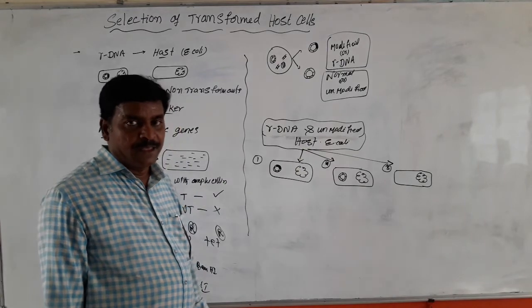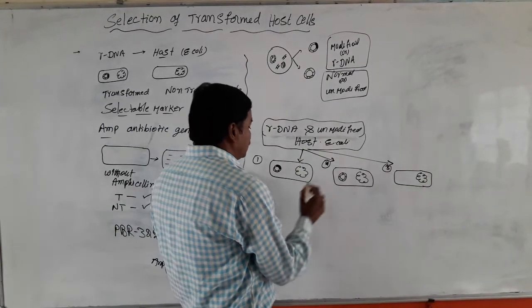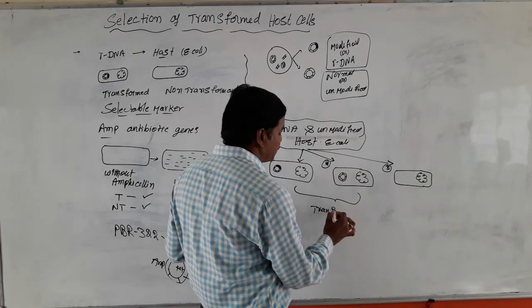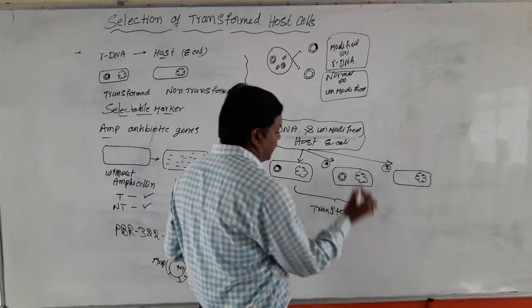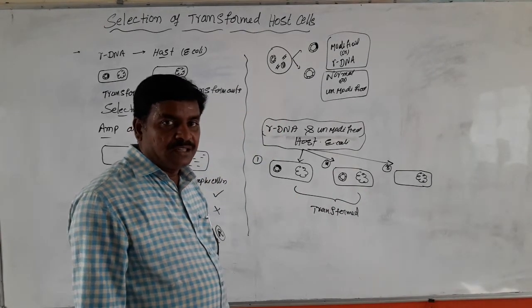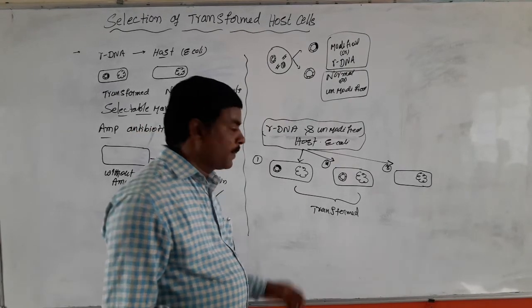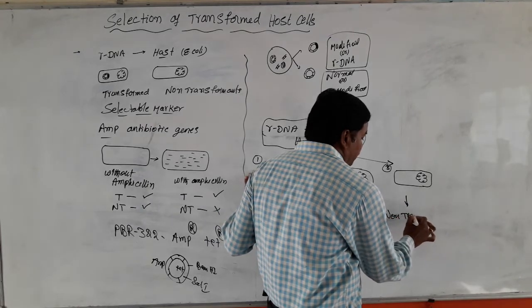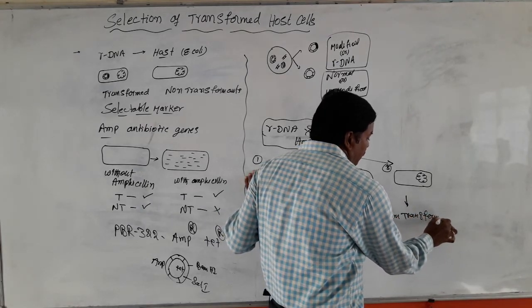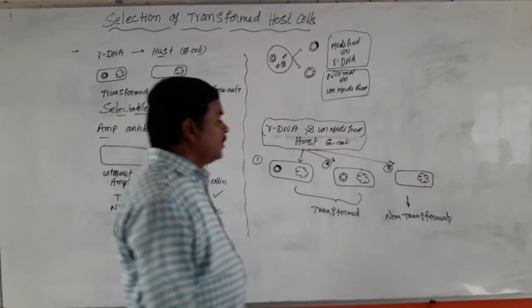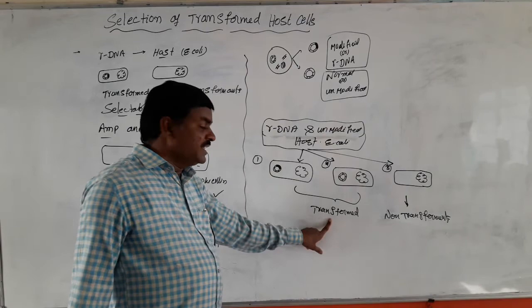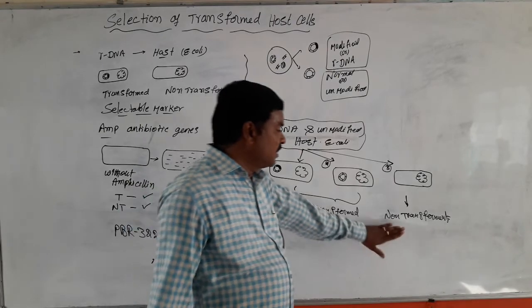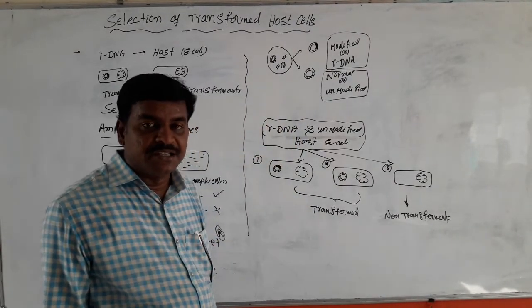host cells are formed. Now, these two types of cells are called transformed cells, because they take up plasmids from their surroundings. And the third type of bacteria are called non-transformants. Now, these transformed cells can be grown selectively, and non-transformed cells must be recognized and eliminated.